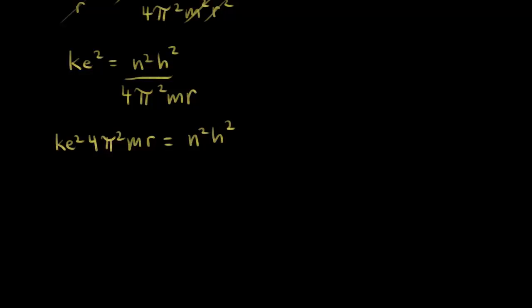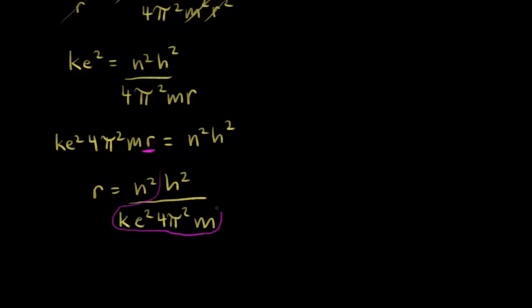So we're going to solve for r. So r would be equal to n squared h squared over k e squared 4 pi squared m. Now next we're going to take all of this and plug in what those numbers are.